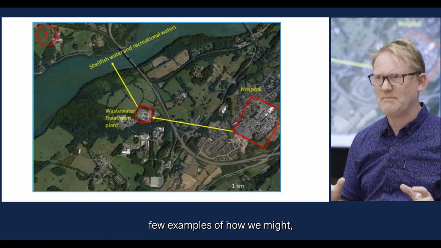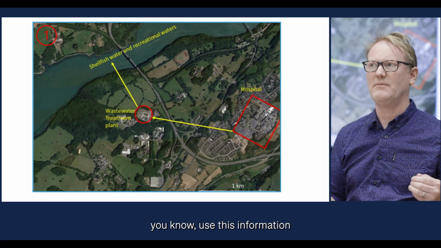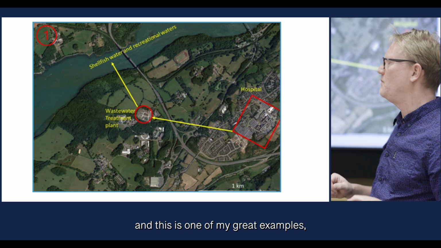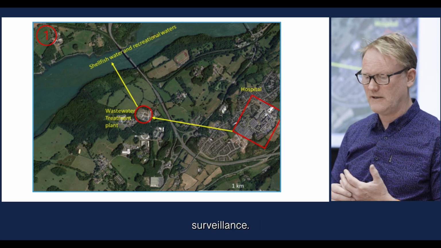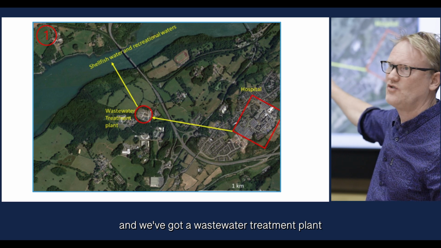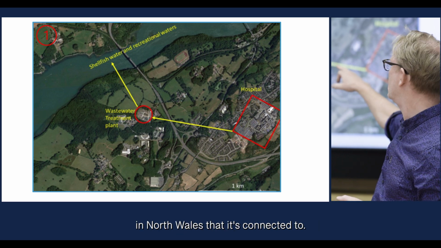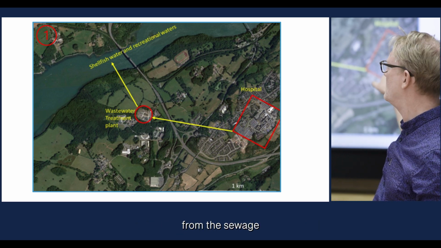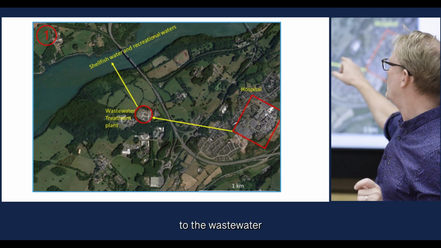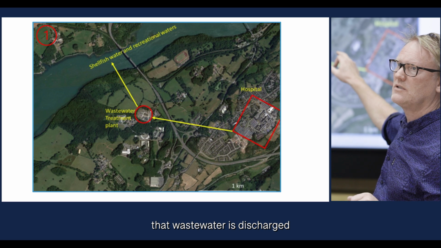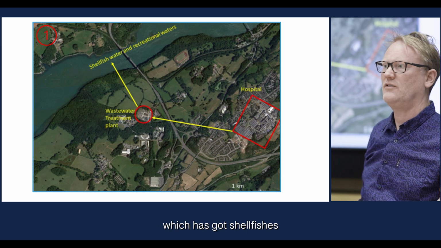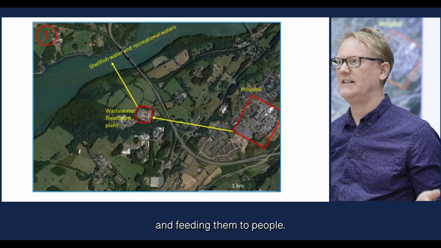So I've got a few examples of how we might use this information and the sorts of data that's interpreted. And this is one of my great examples, I think, of the use of wastewater-based surveillance. We've got a hospital in North Wales, connected to a wastewater treatment plant that takes about 15 minutes from the sewage to get from the hospital, containing huge amounts of antimicrobial resistance genes, to the wastewater treatment plant. And then that wastewater is discharged into the Menai Straits there, which has got shell fisheries, where we're harvesting oysters and mussels and feeding them to people.